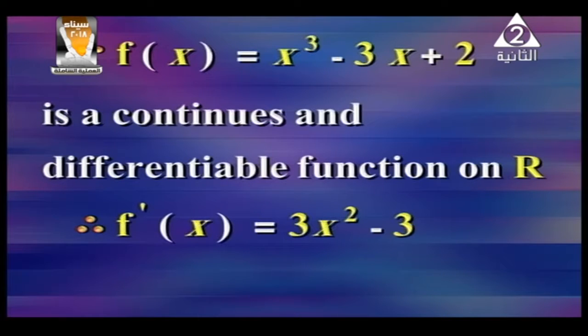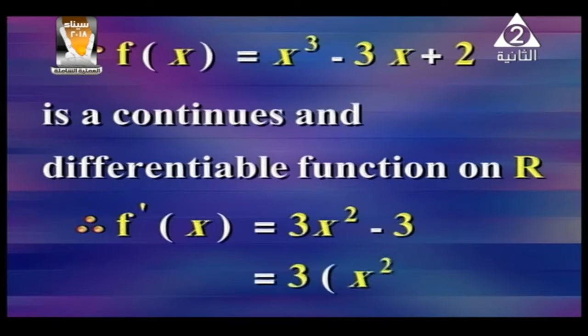Dear student, as a first, f of x is continuous and differentiable. Why? Because it's a polynomial function x power 3 minus 3x plus 2. By using differentiation, the derivative of x power 3 equals 3x power 2, of negative 3x equals negative 3, and the derivative of 2 equals 0. Then the derivative of f of x is f dash x equals 3x power 2 minus 3. What else?